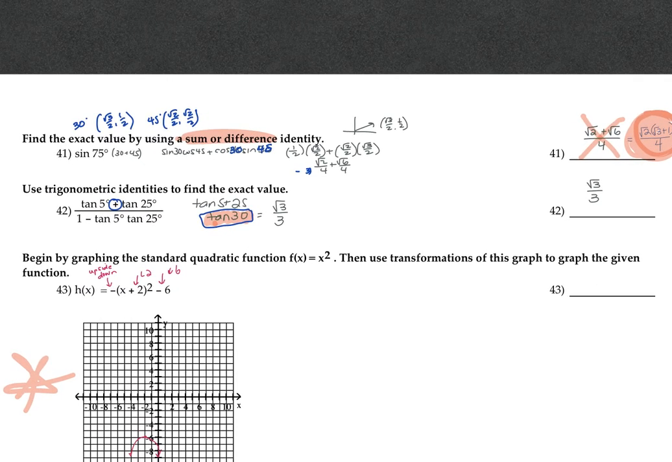Here's our sum and difference. You're going to get a sum or a difference of sine, cosine, tangent. Remember that pattern. That's actually on the reference sheet, I gave you the sum and difference formulas. And that's for both of these. That one you're working backwards.